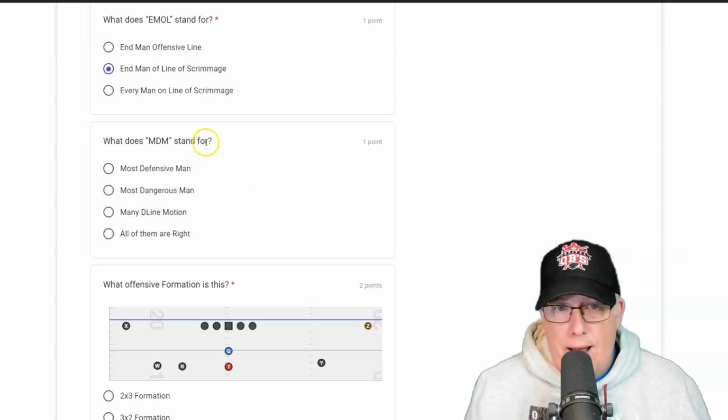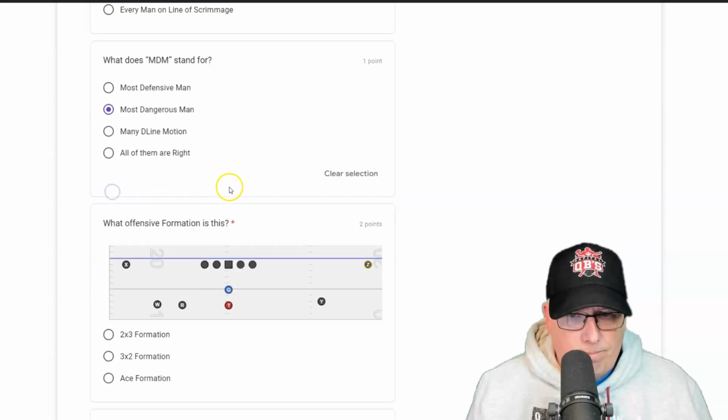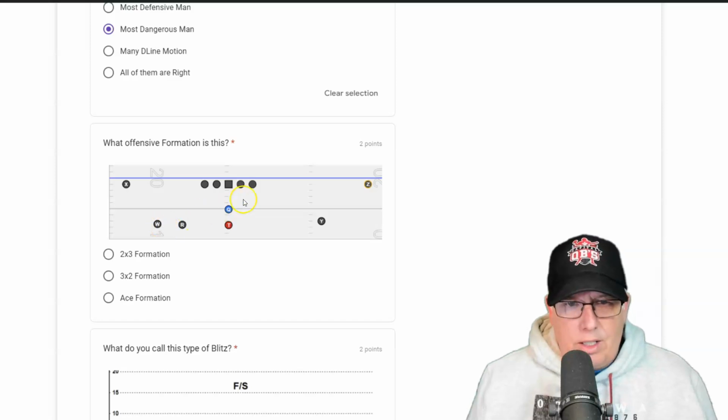What does MDM stand for? You'll see this a lot in the playbooks. Most defensive man, most dangerous man, many D-line motion, and all of them are right. Pretty sure it's the most dangerous man. And then what offensive formation is this? So we're on the left hash.